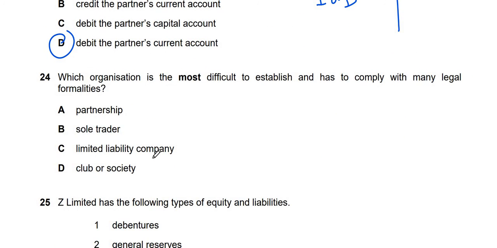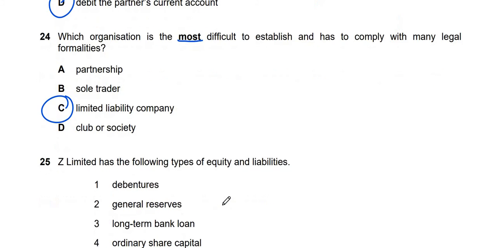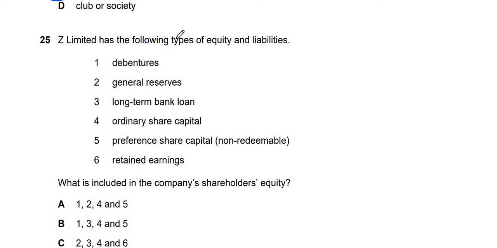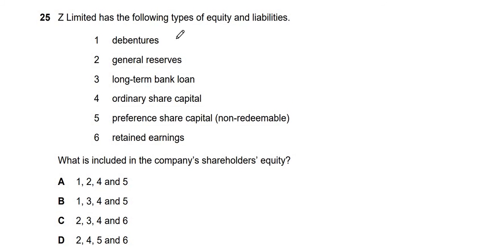Question 24. Which organization is the most difficult to establish and has to comply with many legal formalities? So look, of course, limited liability company. There's no hard and fast rule over here.